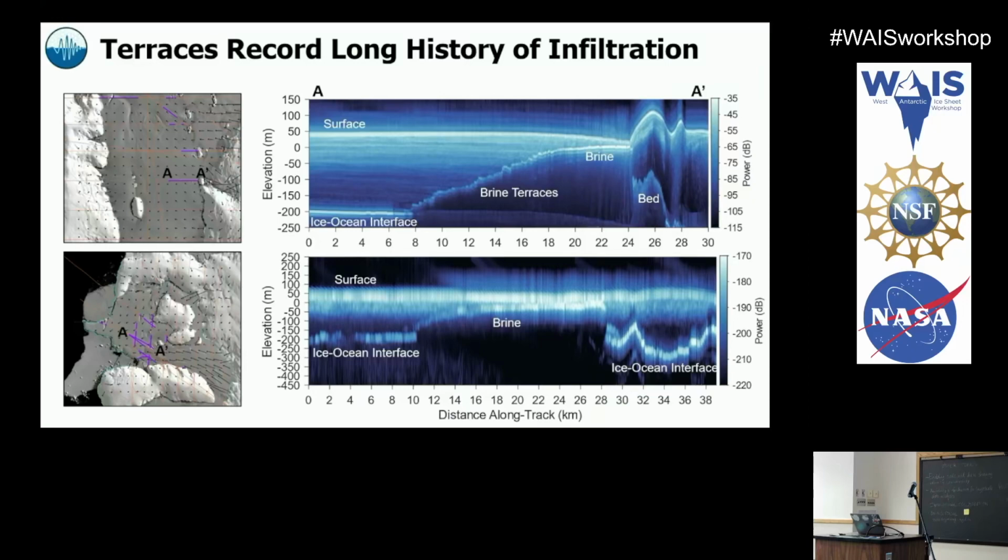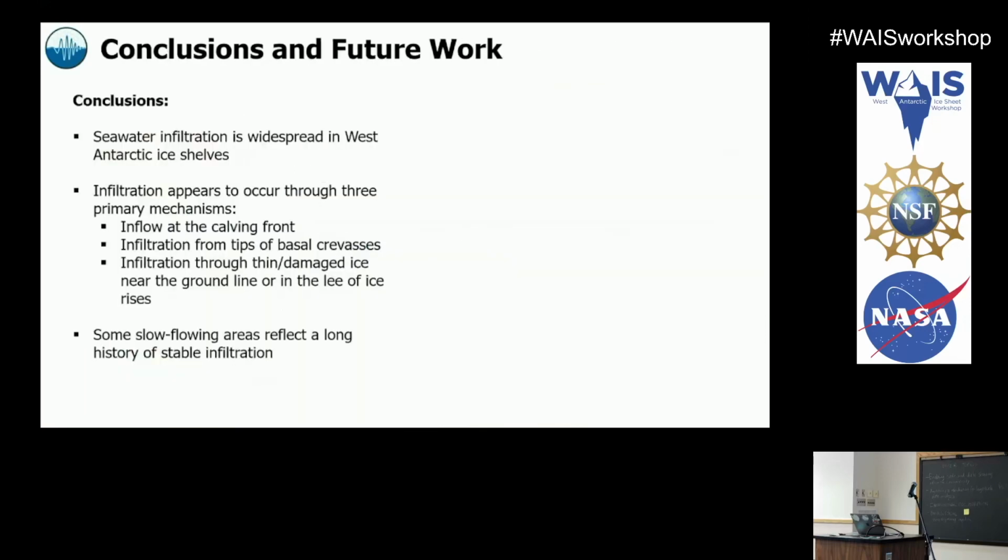And so what we see in some of these areas, and these are just a couple of examples, are places where brine terraces are actually visible throughout the entire ice column, not just in the firn. These are places where seawater has infiltrated near the grounding line, then been incorporated into the body of the shelf as the ice is advected out onto the shelf and buried by new accumulation. Something like this records a very long history of stable infiltration in the same area, all of which suggests that brine is not inherently destabilizing in and of itself.